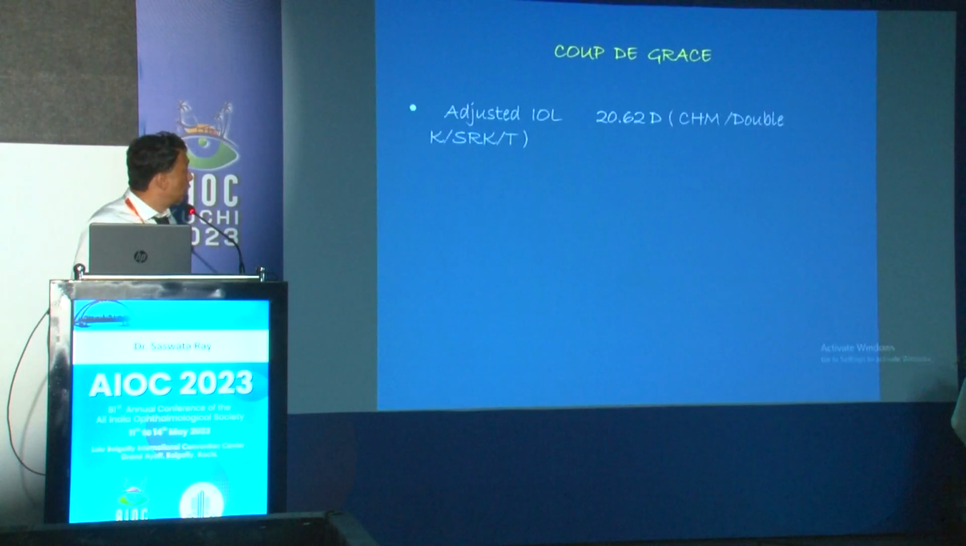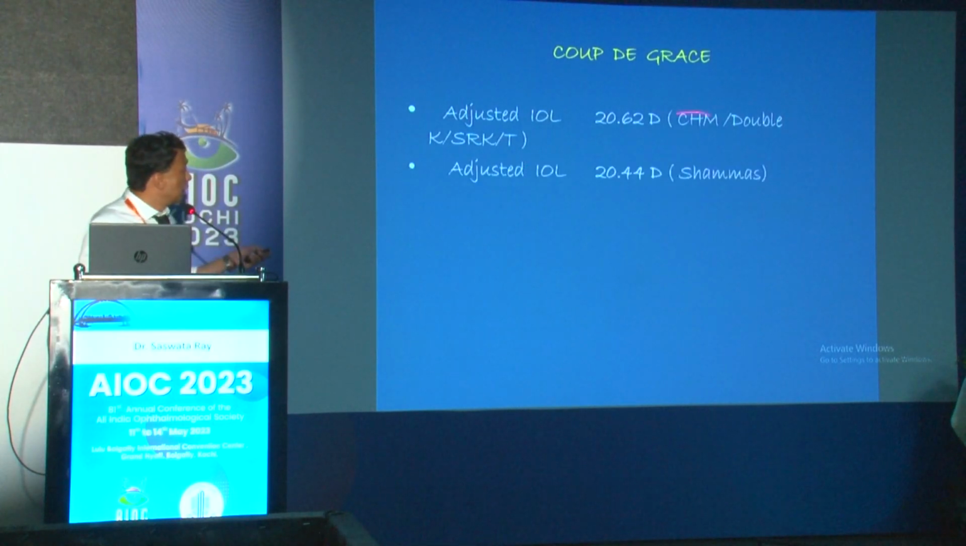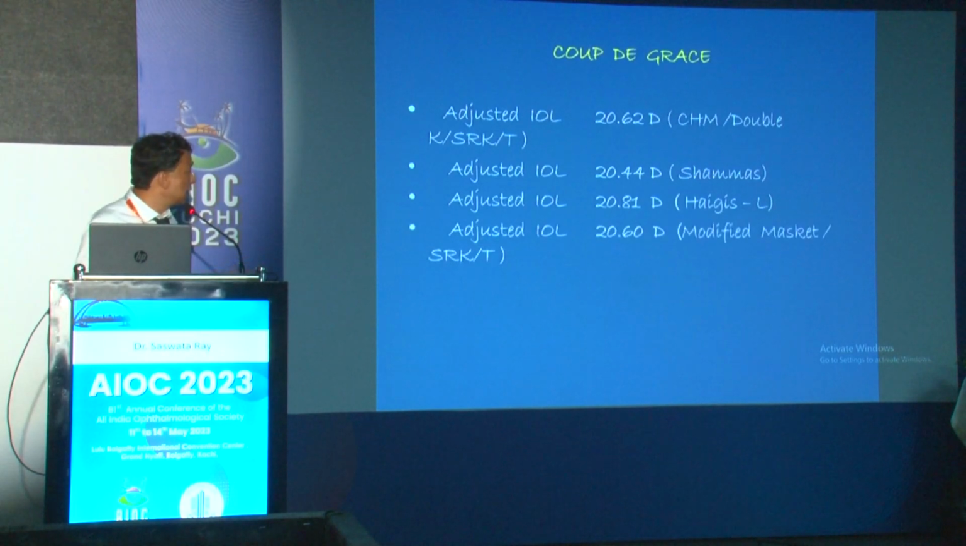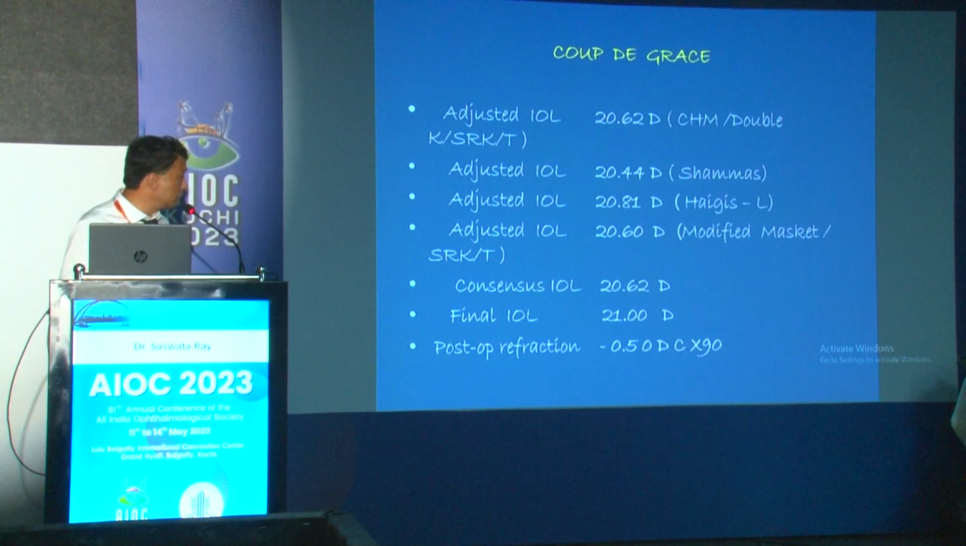And with this, we get an IOL power calculated by multiple formulas by the online calculators: 20.6 for one group of formulas, by Shammas 20.4, 20.8 by Haigis, 20.6. We take an average of 20.6 to a final 21, and we end up with an amazing post-op refraction of only -0.5 cylinder. Astonishing, but true. So this is the latest standard of care.